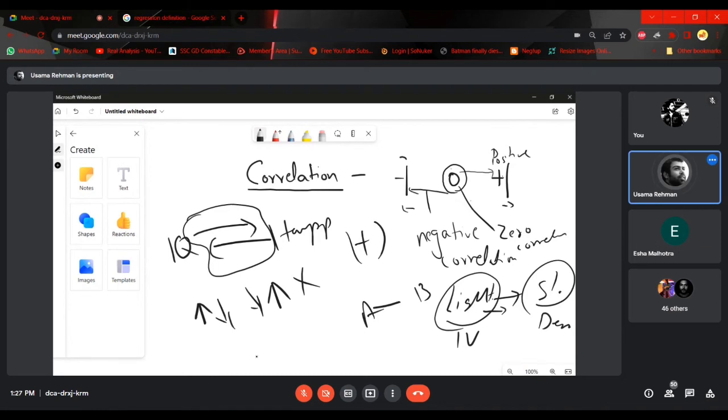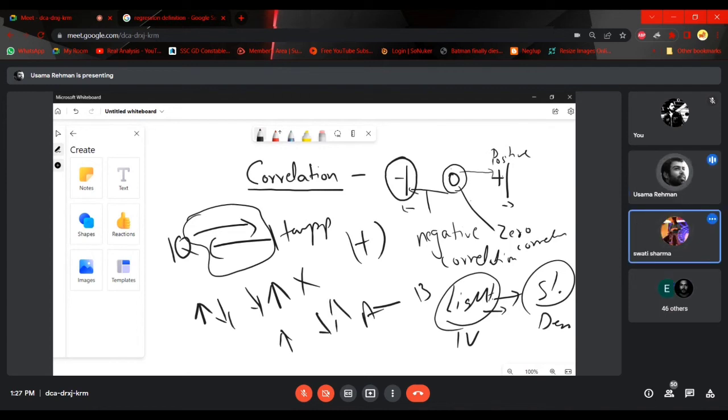If the relationship is negative, then if one goes up, another goes down. If this goes up, this will go down. So the relationship will be inversely proportionate. Right. If the data is bad enough, then it will give you a zero correlation, which means there is no correlation between two variables. ठीक है? आगे समझ में? Yes, sir. ठीक.